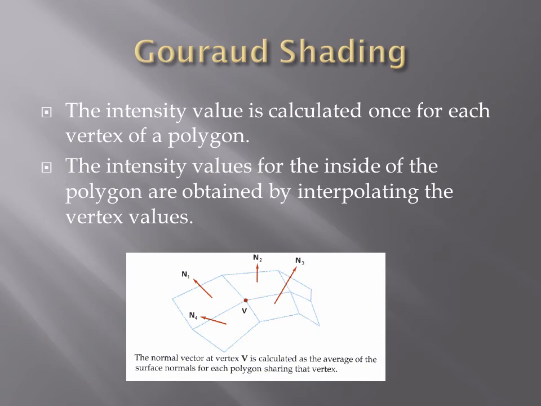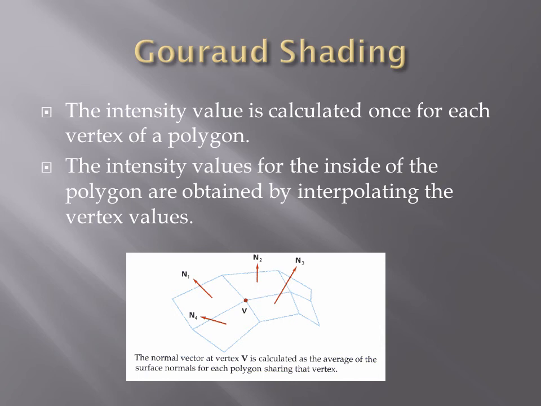Next one is Gouraud shading. This method is named after its inventor, Gouraud, who invented the shading technique in the 1970s. This technique is also known as the intensity interpolation scheme. The intensity value is calculated once for each vertex of the polygon. So for every vertex we first have to calculate the intensity value. Then that intensity value is linearly interpolated over the surface.